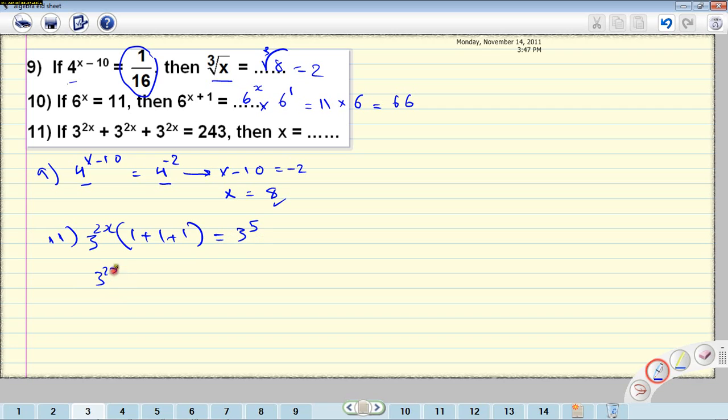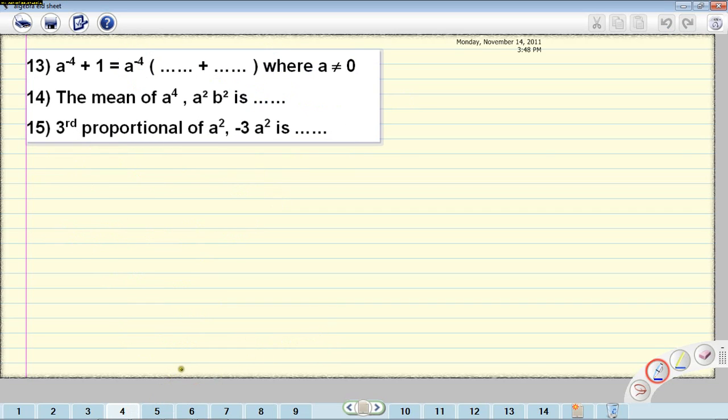So 3 to the power of 2x times 3, because 1 plus 1 plus 1 equals 3, equals 3 to the power of 5. We add powers here because we have like bases, so it's 3 to the power of 2x plus 1 equals 3 to the power of 5. The bases are equal, so the powers are equal, so 2x plus 1 equals 5, which means that x equals 2.